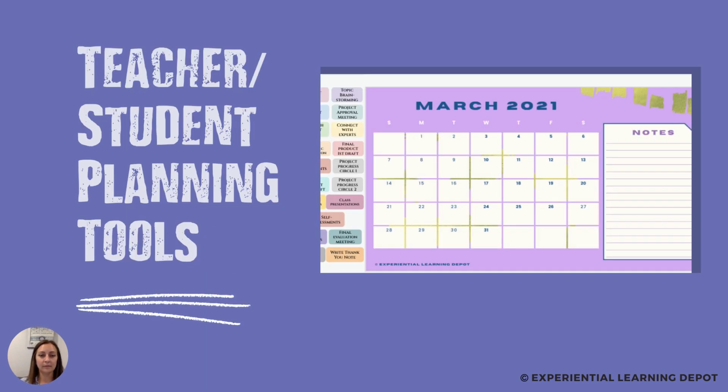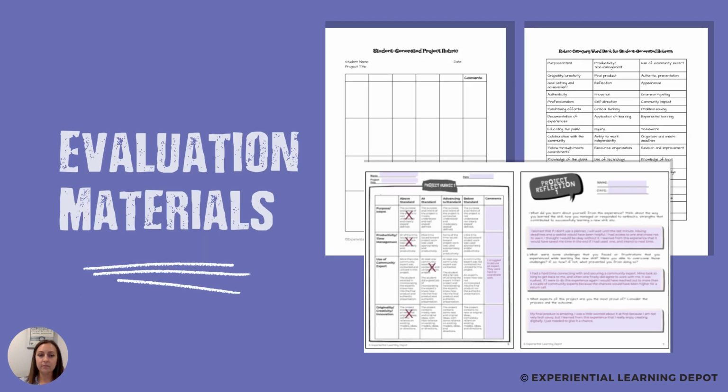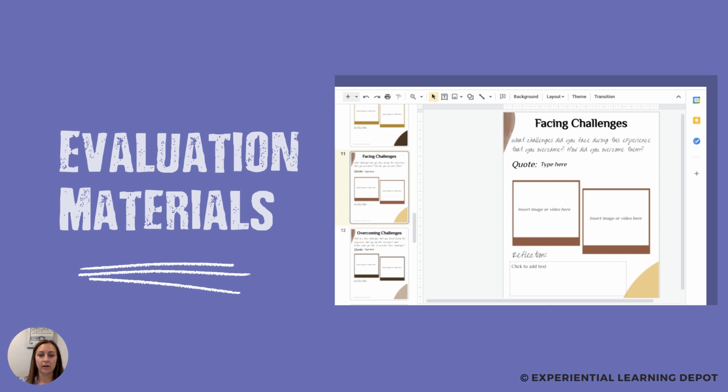And then this is my teacher planner. It's digital, so my students drag and drop these elements, like choose a project topic. I'm going to do that on March 4th. Community experts. On March 10th, I'm going to have students reach out to community experts via email or whatever. And then evaluation materials. This is my self-directed or self-generated rubric, the generic rubric, and a reflection.